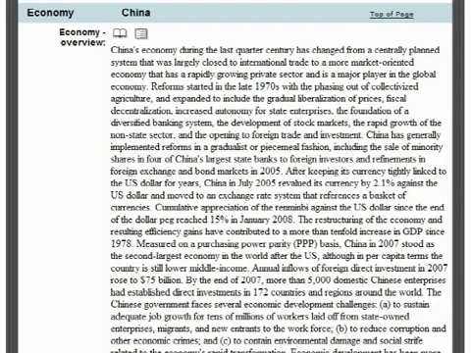Looking at China's information, in the middle of the paragraph: after keeping its currency tightly linked to the US dollar for years, China in July 2005 revalued its currency by 2.1% against the US dollar and moved to an exchange rate system that references a basket of currencies. That's special drawing rights, SDRs.